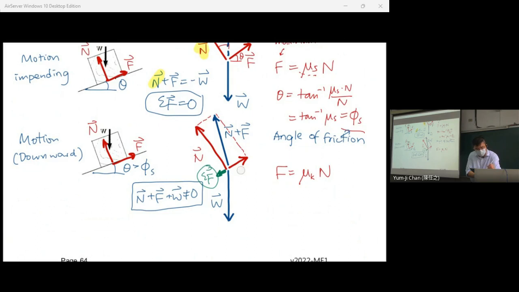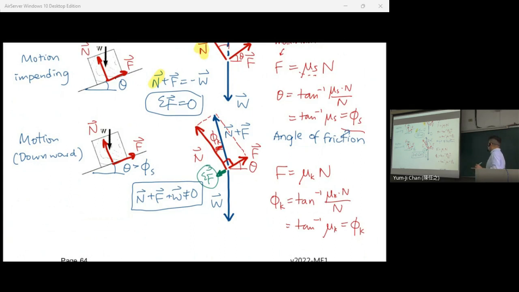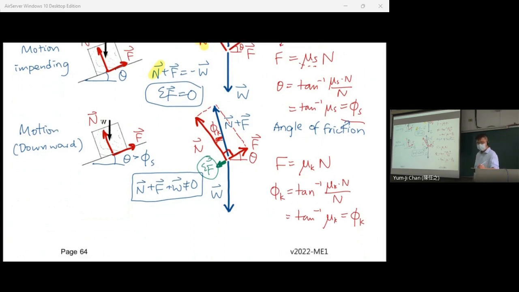And let me make a small change here. So F is here, and this one is theta. We can see that because this is a right angle here, this angle phi k is the angle formed by these two forces. So what is phi k? Phi k is equal to arctangent of mu k times N divided by N, which is equal to arctangent of mu k. In this case, this one we will say is equal to phi k. And this is also an angle of friction.